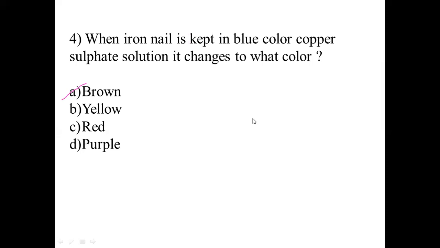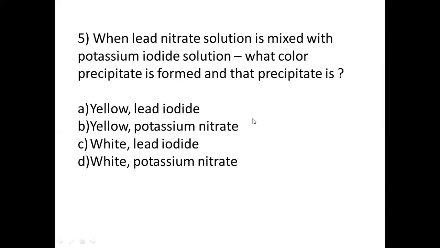Next question. When lead nitrate solution is mixed with potassium iodide solution, which color precipitate is formed and what is that precipitate? If you mix lead nitrate and potassium iodide, you get a yellow color precipitate, and that yellow precipitate is lead iodide. So the answer should be option 1: yellow color precipitate of lead iodide.